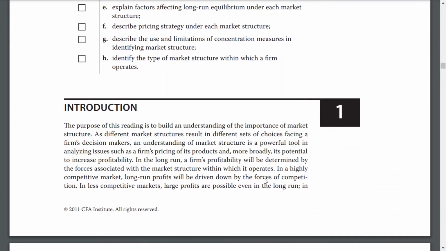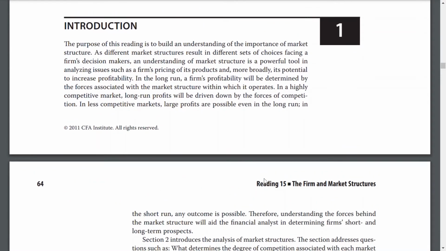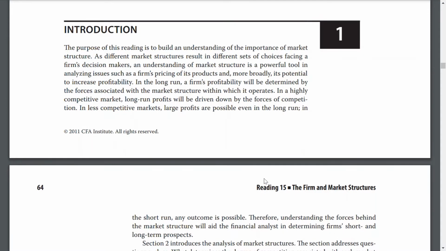Introduction. The purpose of this reading is to build an understanding of the importance of market structures, as different market structures result in different sets of choices facing a firm's decision makers. An understanding of market structure is a powerful tool in analyzing issues such as the firm's pricing of its product and, more broadly, its potential to increase profitability in the long run.